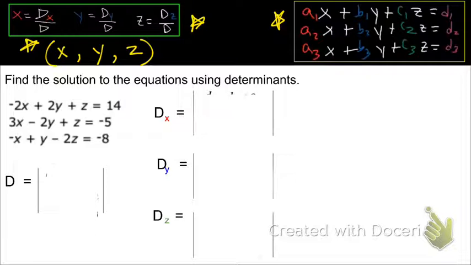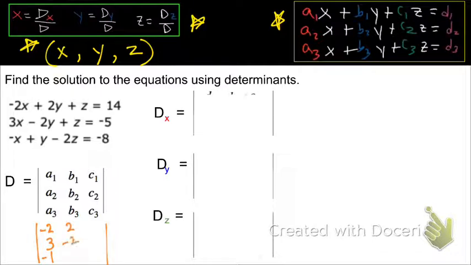For D, D is just the A's, the B's, and the C's. So if we look at our equations, the numbers in front of the X's are -2, 3, -1. The numbers in front of the Y's are +2, -2, and 1. The numbers in front of the Z's are 1, 1, and -2. So this is kind of the standard format, and each of these dx, dy, and dz are very similar to this, except for one of those columns is going to change.